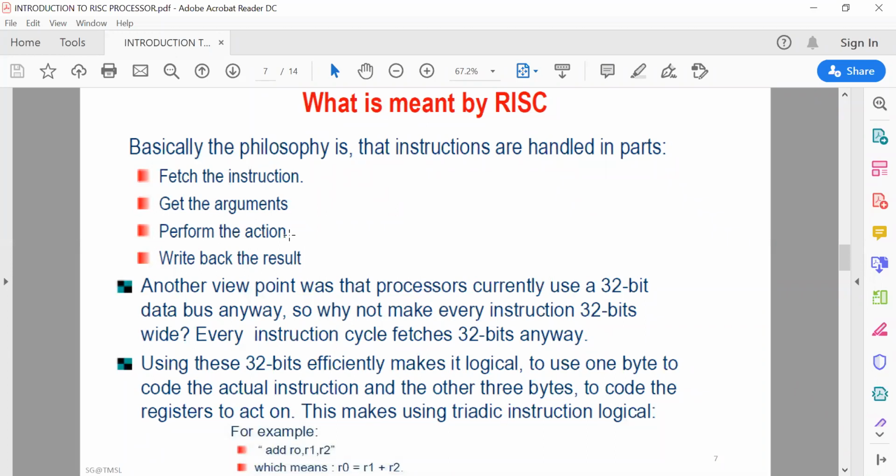Now another viewpoint was that processors currently use a 32-bit data bus anyway. So why not make every instruction 32 bits in size? Every instruction cycle then fetches 32 bits. And to use these 32 bits efficiently, it is logical to use 1 byte to code the actual instruction, and the other 3 bytes to code the registers to act on.